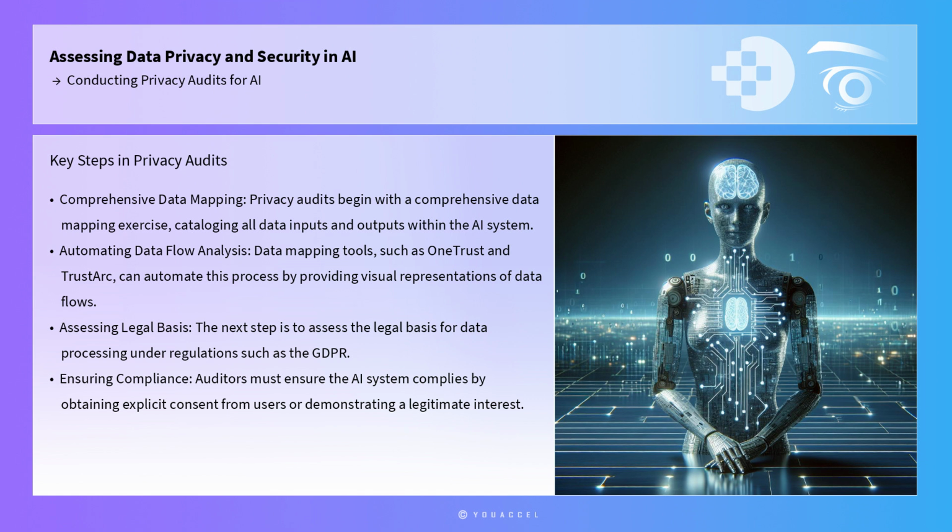The next step is to assess the legal basis for data processing. Under regulations such as the GDPR, organizations must have a lawful basis for processing personal data, which could include consent, contract necessity, legal obligation, vital interests, public task, or legitimate interests. Auditors must ensure that the AI system complies with these legal requirements by obtaining explicit consent from users or demonstrating a legitimate interest in data processing.